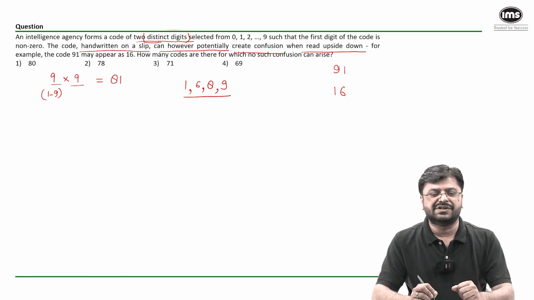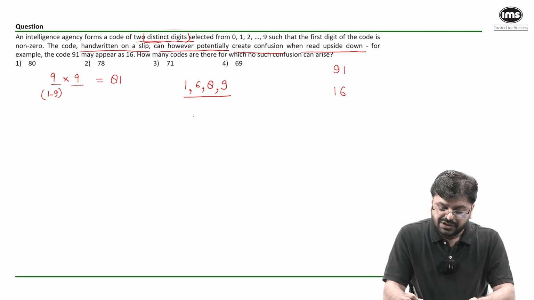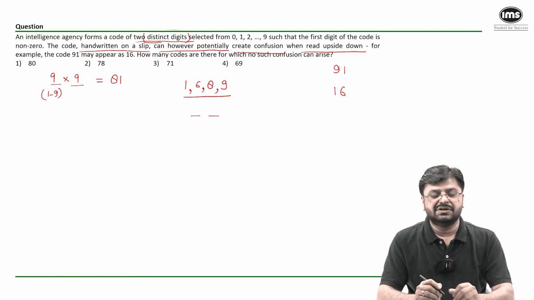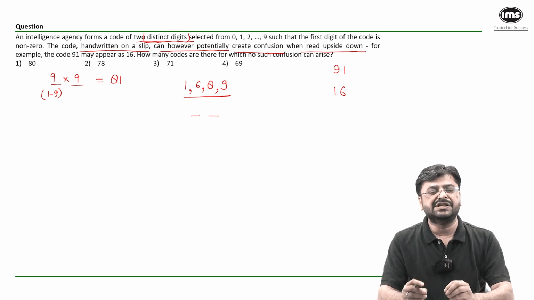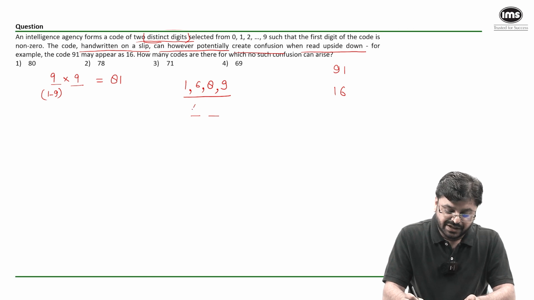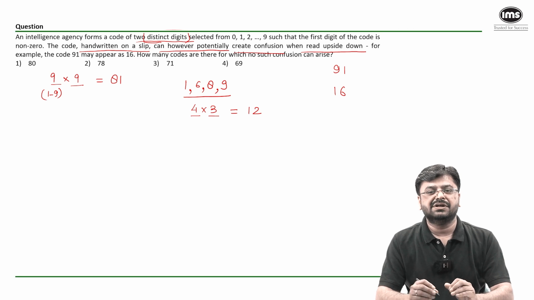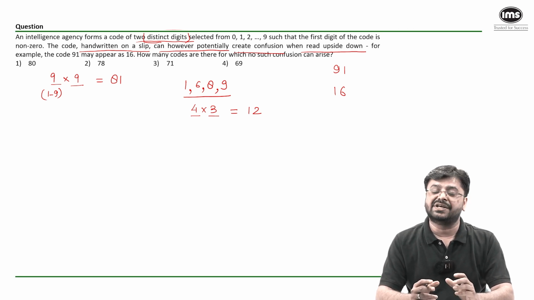These are the 4 digits which can create confusion. 9 can be read as 6, 6 can be read as 9, and 1 can be read as 1, so reversing the order. So how many two-digit numbers can be formed using these 4 digits if repetition is not allowed? So we can create 4 into 3, 12 such numbers. So these 12 numbers are made with the digits which can create confusion.